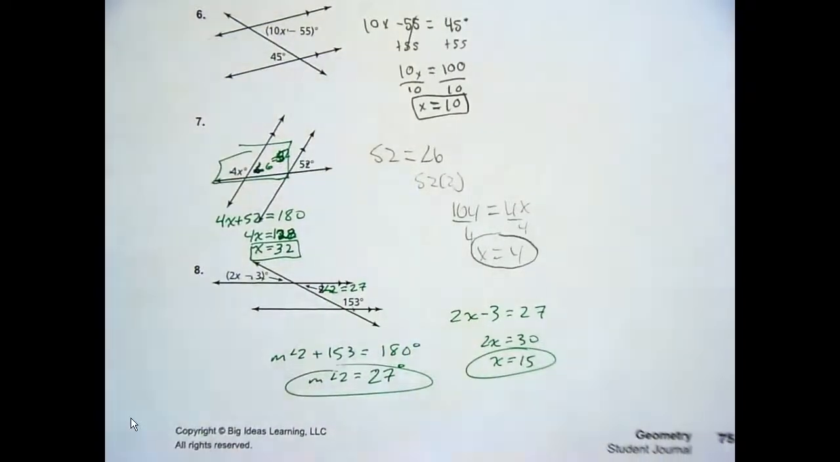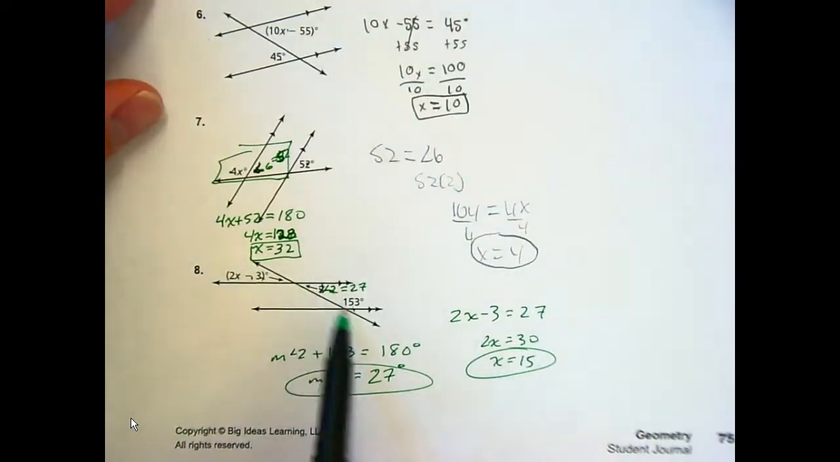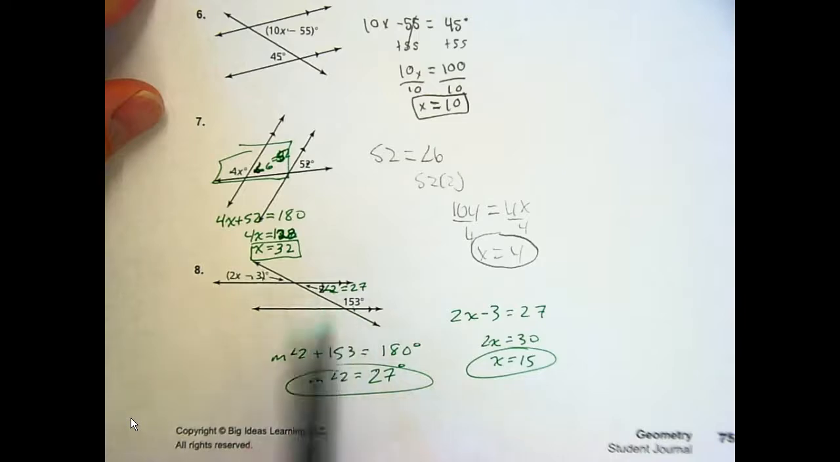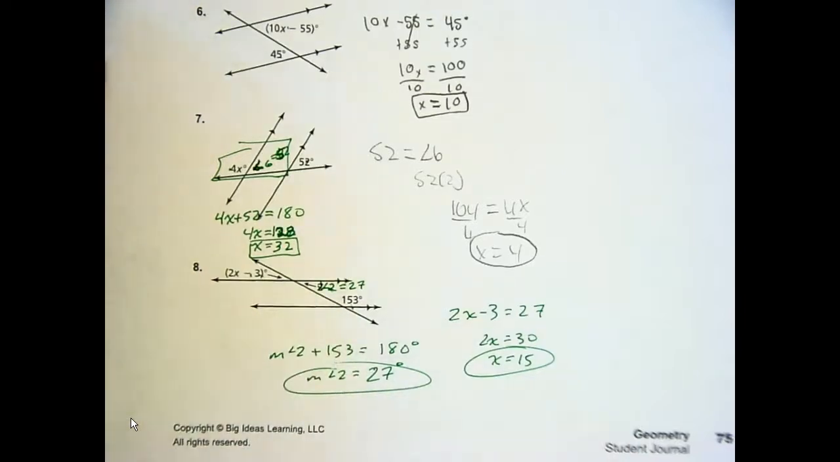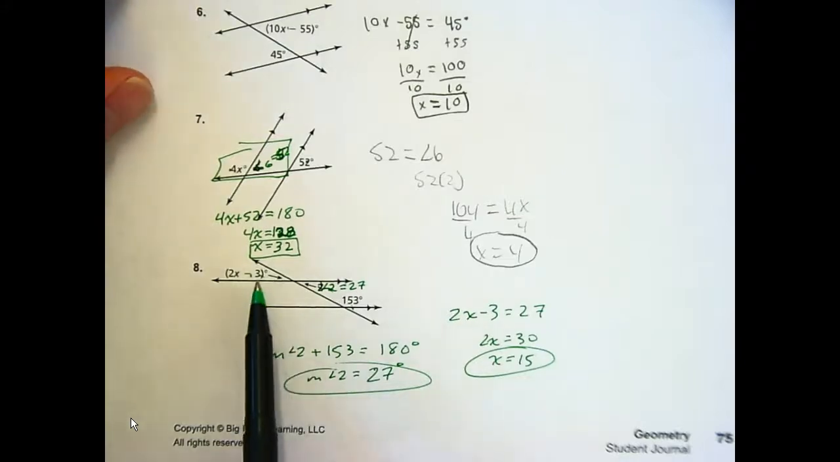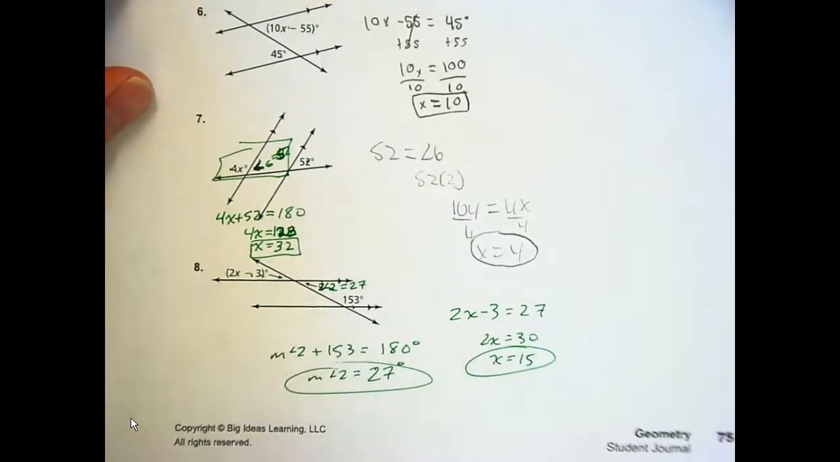All right. Okay, any questions there? How did I get 27? Because these two have to add up to 180. The same side interior. Student: For the last one, could you also plug in 2x minus 3 plus 153 to the 180 and then so on? You could, yeah.